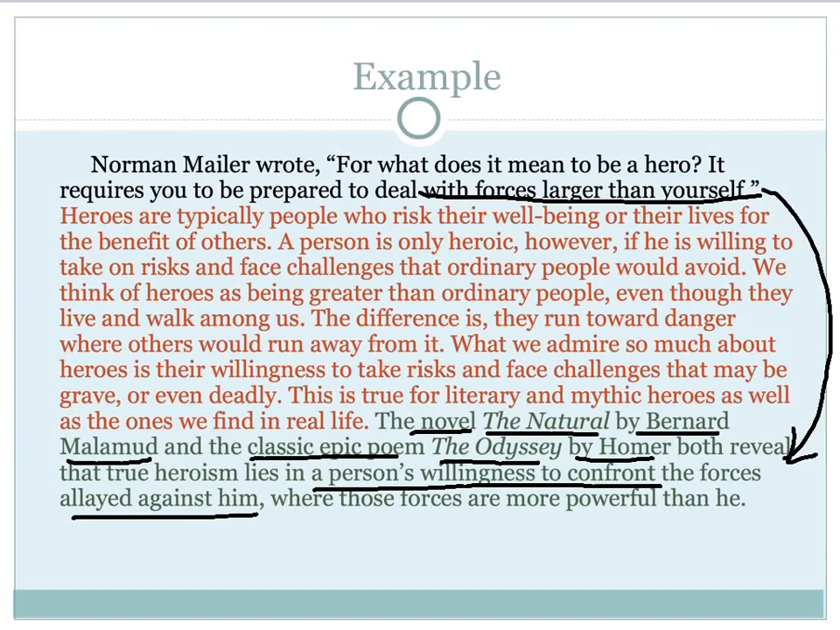And every paragraph that comes after this in the body is going to prove that this statement here is true. All of the literary elements and the examples that you would pull out of the Natural and the Odyssey would prove that that statement about the willingness to confront forces allayed against him is true in both of those texts.